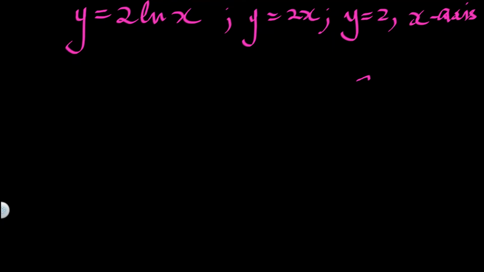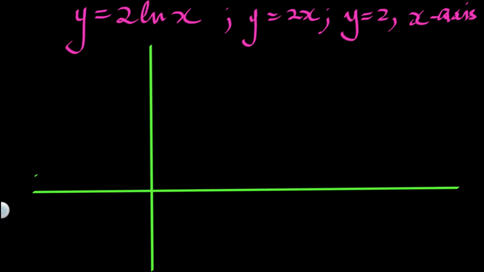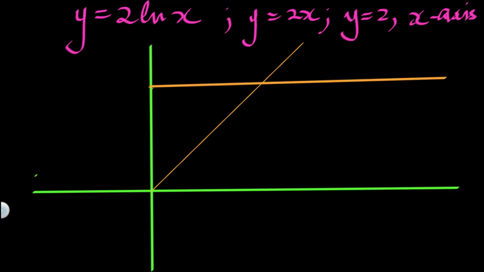Now I want to draw my axes. This is my y-axis. Then I have my x-axis, my horizontal axis. And then the graph y equals 2x. This is a straight line that passes through the origin. So y equals 2x is a graph like this. Then y equals 2 is a horizontal line. So I'm going to draw y equals 2. There is y equals 2.